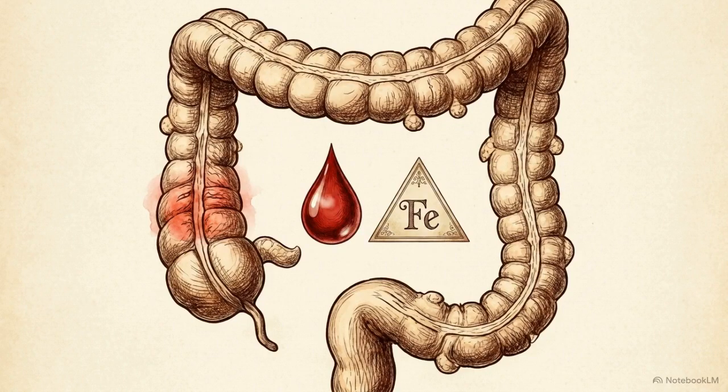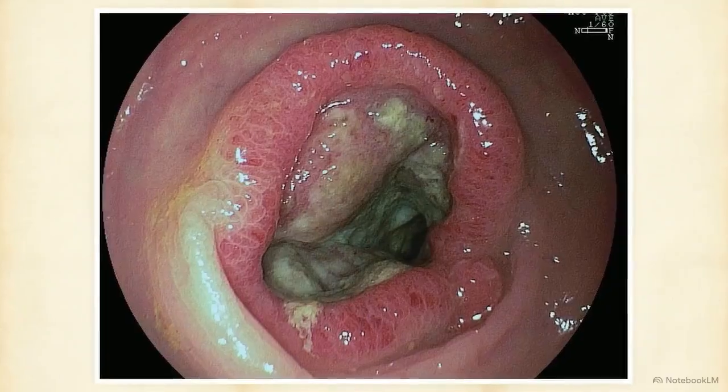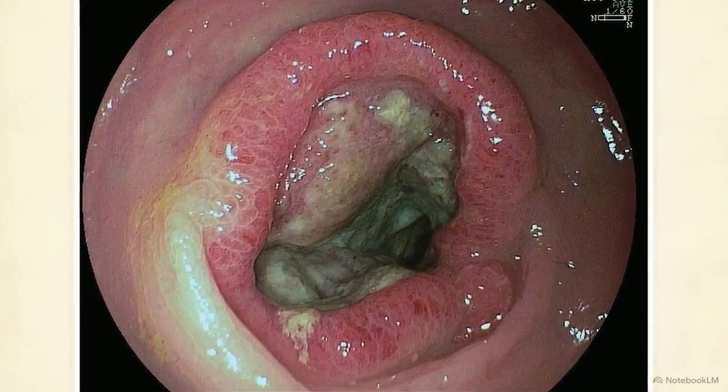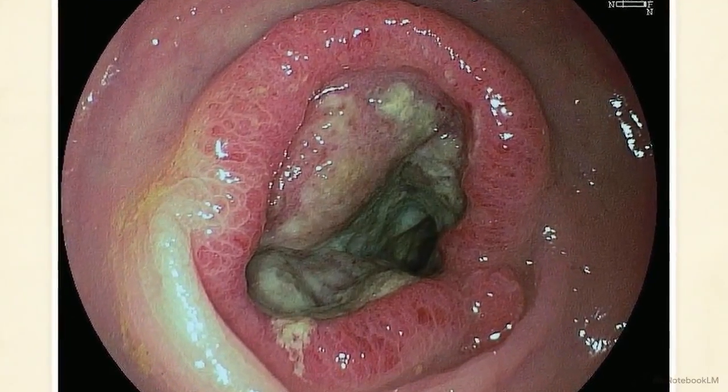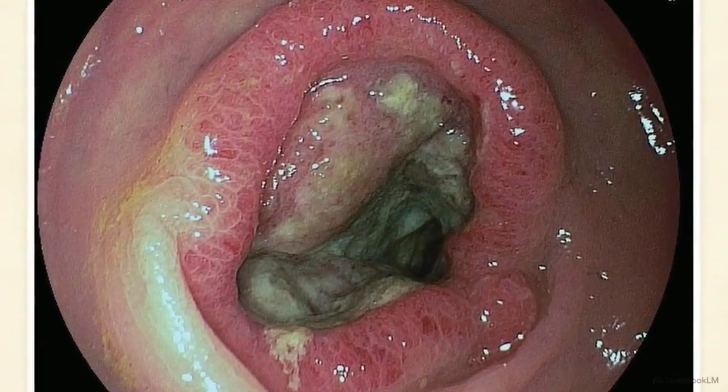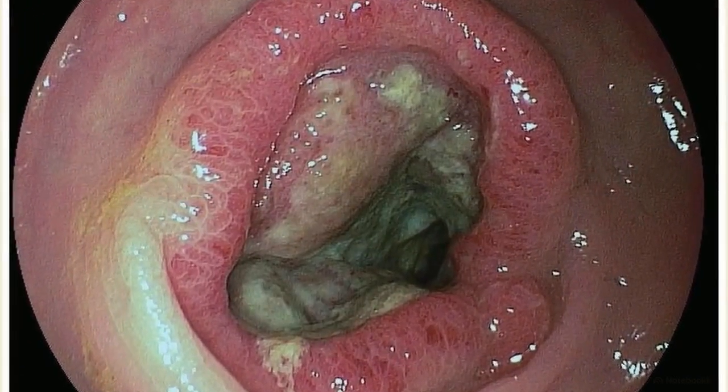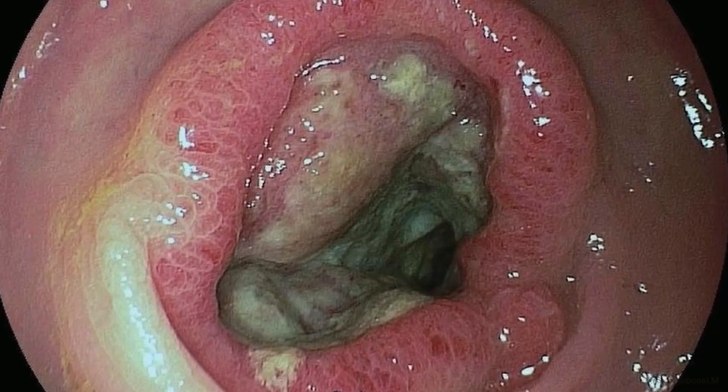Once an invasive adenoma-carcinoma has developed, geography determines the presentation. Right-sided tumors typically cause occult bleeding and iron deficiency anemia. Look at this endoscopic view of a left-sided lesion. The massive, ulcerated tumor narrows the lumen, proving why descending colon cancers present with mechanical obstruction.